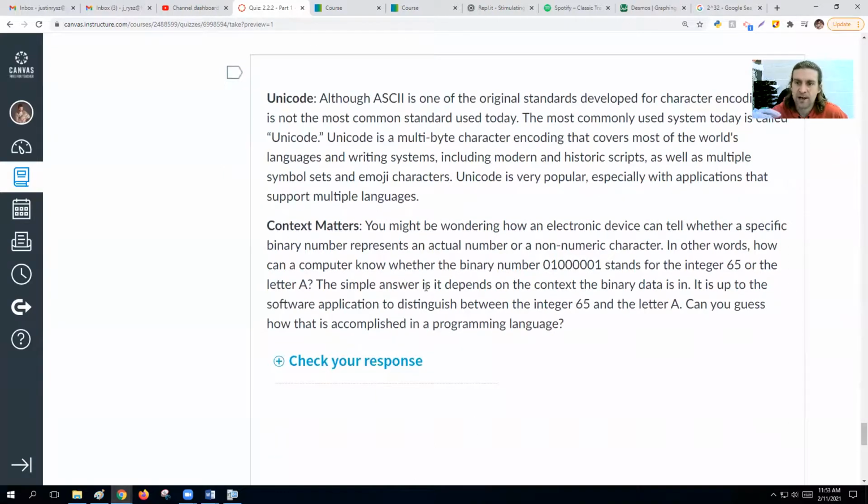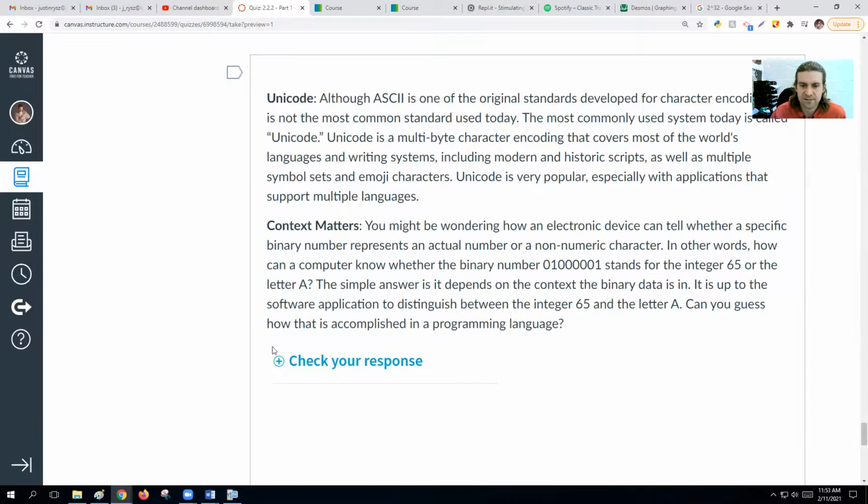You might have been wondering how an electronic device can tell whether a specific binary number represents an actual number or a non-numerical character. In other words, how can a computer tell if the binary number 01000001 stands for the integer 65 or just the letter A? The simple answer is it depends on the context the binary is in. It is up to the software application to distinguish between the integer 65 and the character A.